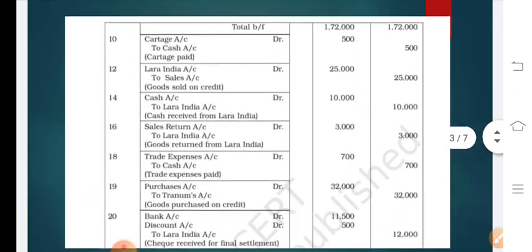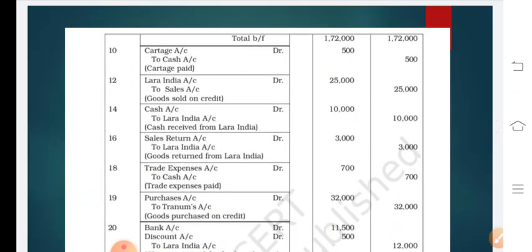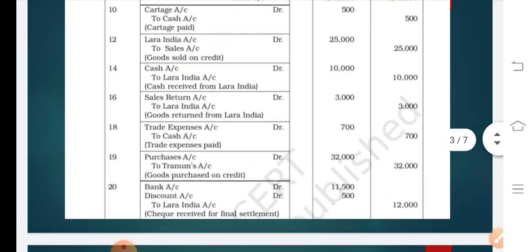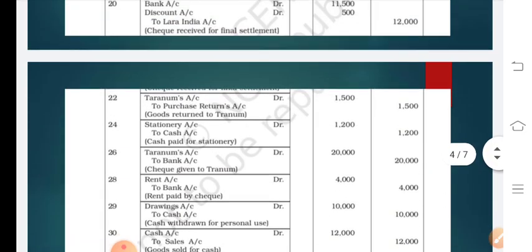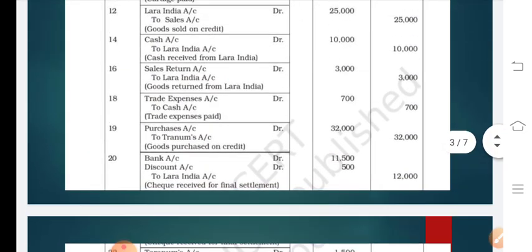Again we have sales return account debit to Lara India. Again, cash is not here, so we will not write it down. The next point we have is trade expenses account debit to cash account 700. Here since cash is on the credit side, we'll go to the credit side of cash account and write by trade expenses 700. The next we have is purchases to Tarannum. Cash is neither debited nor credited here, so we'll ignore this.